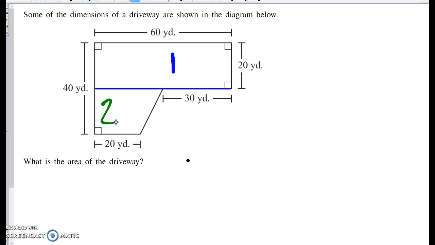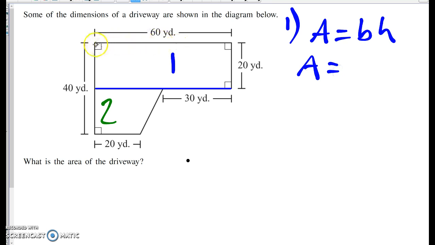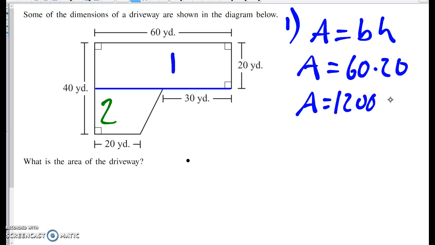So first of all, we can find the area of this rectangle. So shape 1, our formula is area equals base times height because it's a rectangle. My base is all the way across 60, and my height is this 20. 60 times 20 equals 1,200. And again, in this case, we're working with square yards.